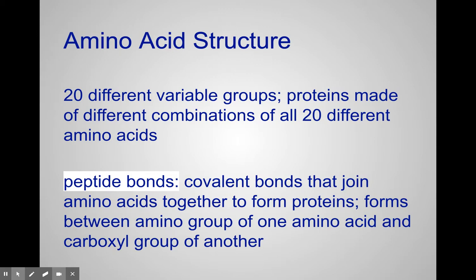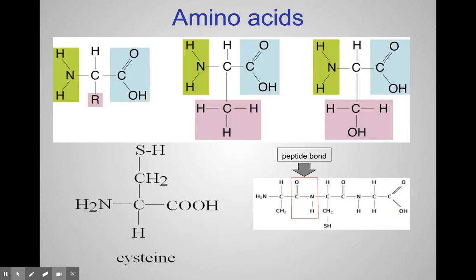So a peptide bond, those are covalent bonds that join amino acids together to form proteins. So a peptide bond is formed between the amino group of one amino acid and the carboxyl group of another. So let me show you what I mean by that.